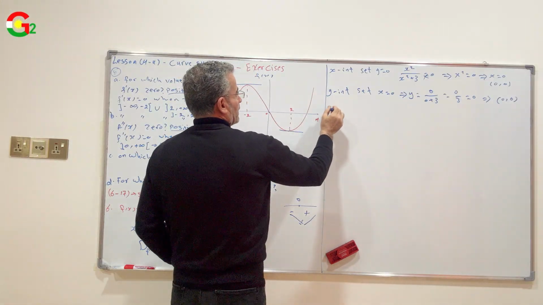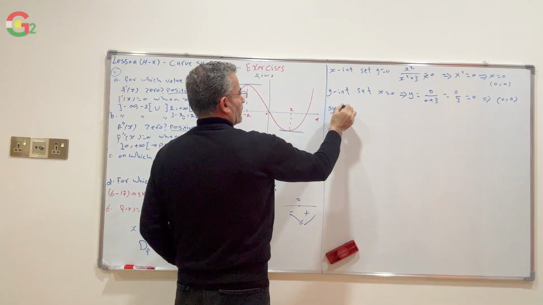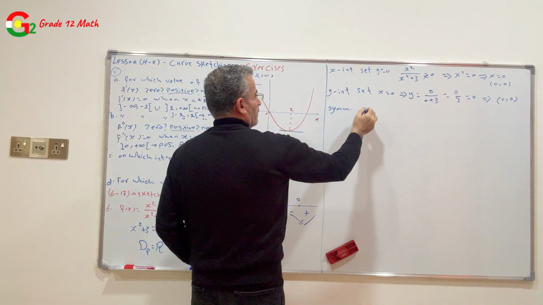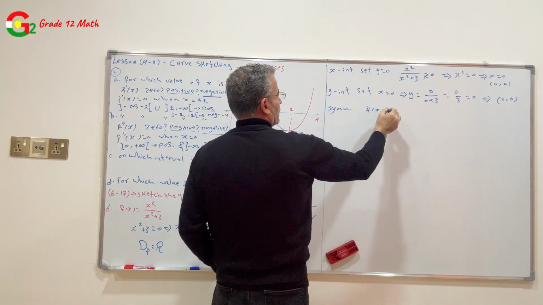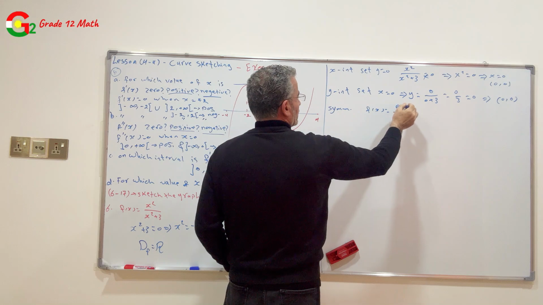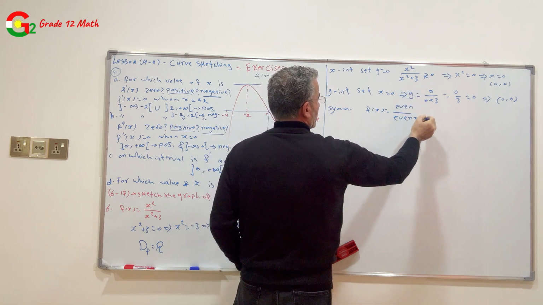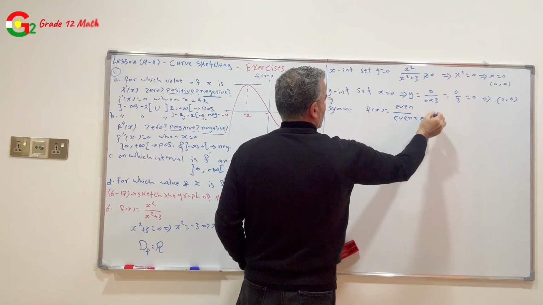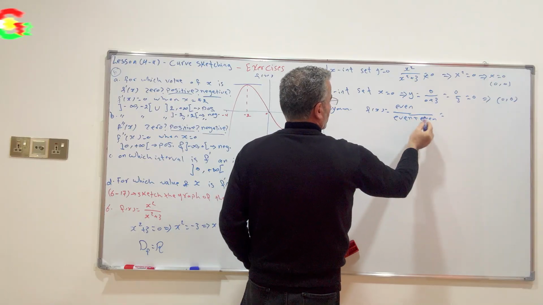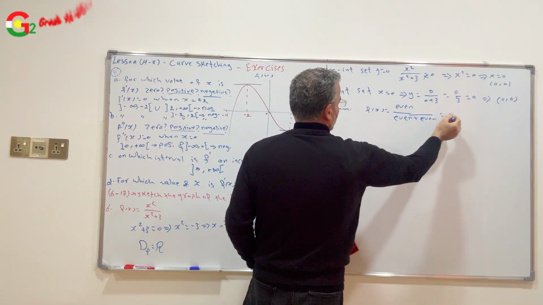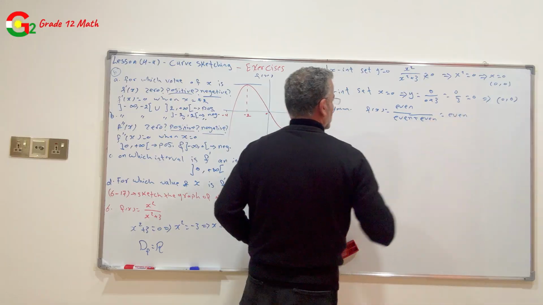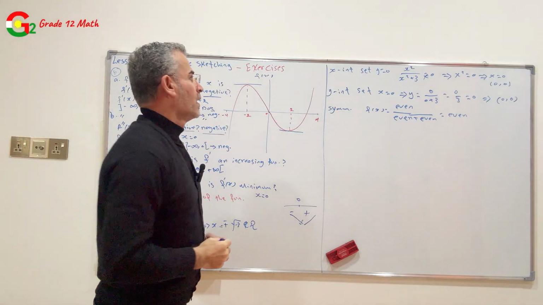For the symmetry, f of x equals even function over even function plus even function. Even plus even over even, therefore the function is even.